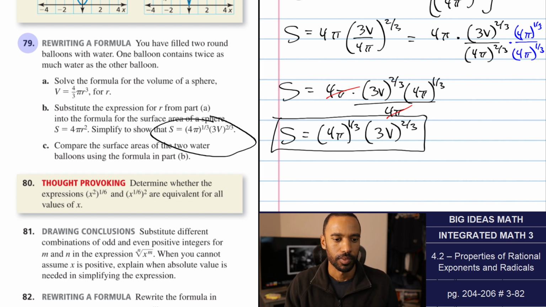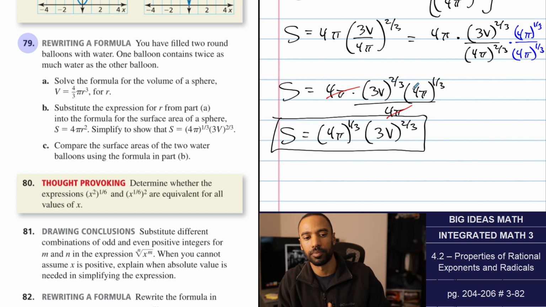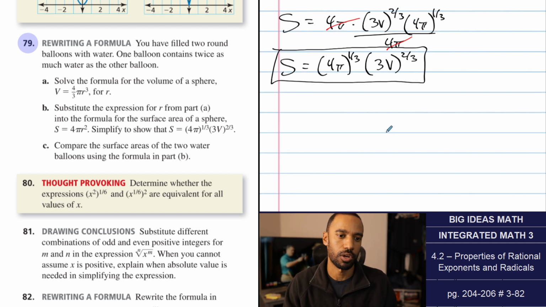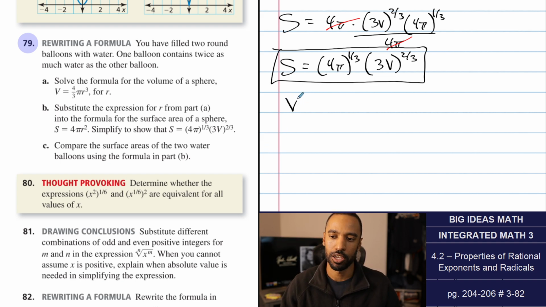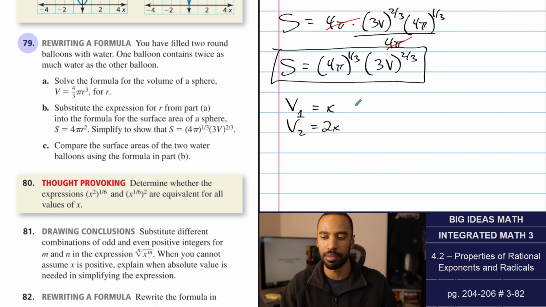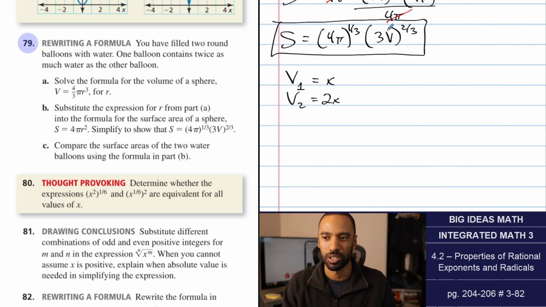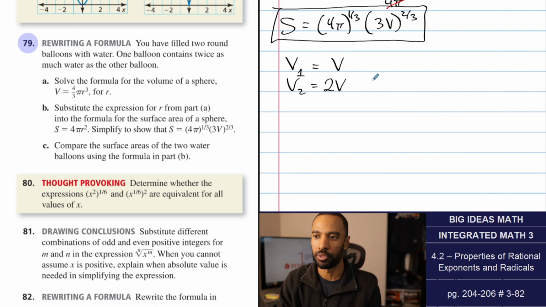Okay, part C. Compare the surface areas of the 2 water balloons using the formula in part B. They say one balloon contains twice as much water as the other balloon. So the volume of object 1, I'll call that V, and the volume of object 2 will be 2V. So one will be double the amount.